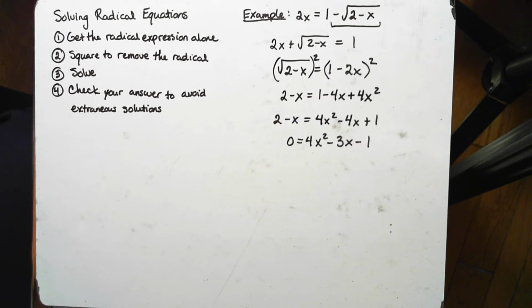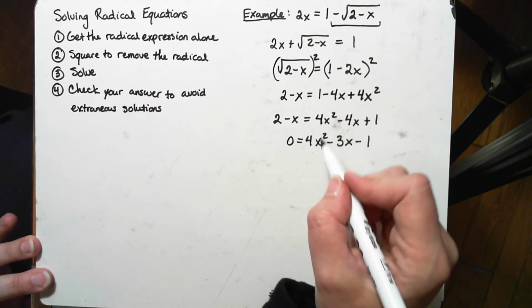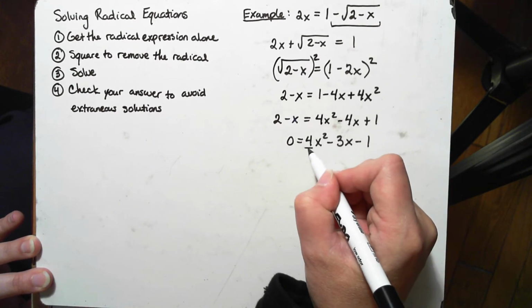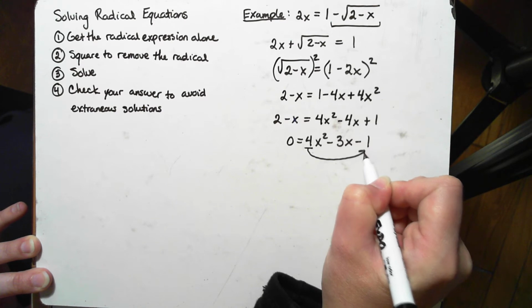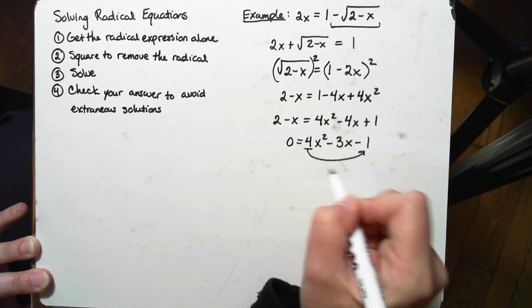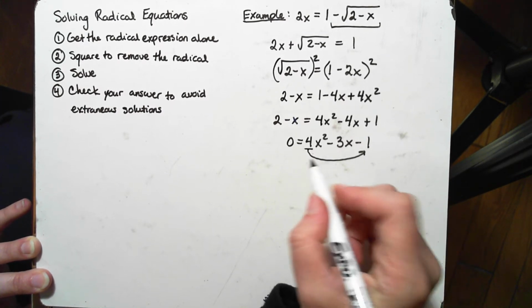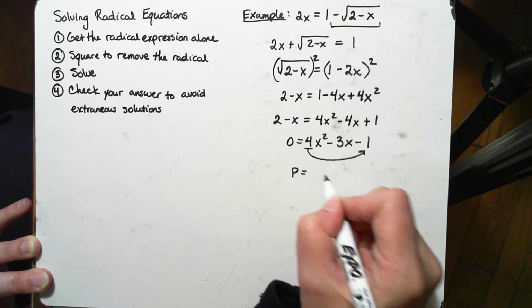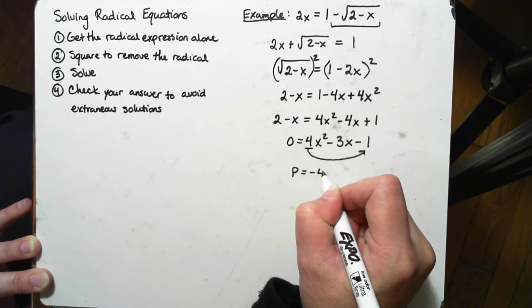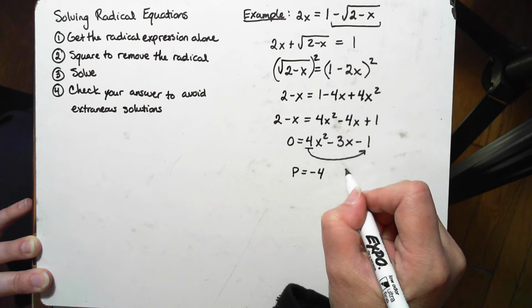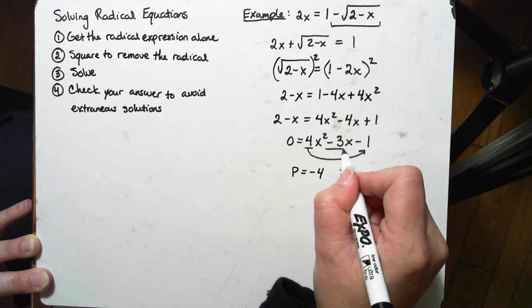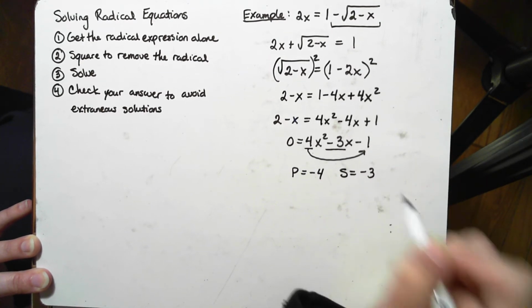Now, to find the zeros of this, I need to factor it. Or you could use the quadratic formula if you really want to. So first, I need to figure out what the product is. The product is going to be the a value times the c value. So my product is 4 times negative 1 or negative 4. And my sum is going to be this middle number here, negative 3.